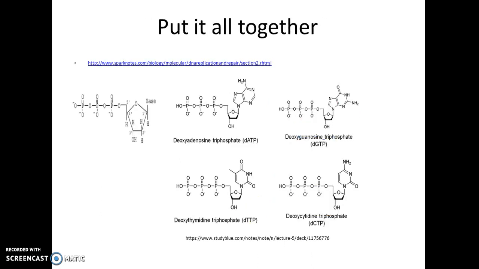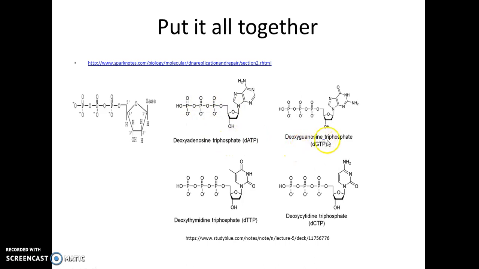Now, if we put together the phosphates, the deoxyribose, as well as the nitrogen base, we have a deoxynucleotide. There are 3 phosphates associated with a deoxynucleotide. We break off 2 of those phosphates when we form a DNA chain, and that provides the energy necessary to make DNA longer. We have deoxyadenosine triphosphate, dATP.